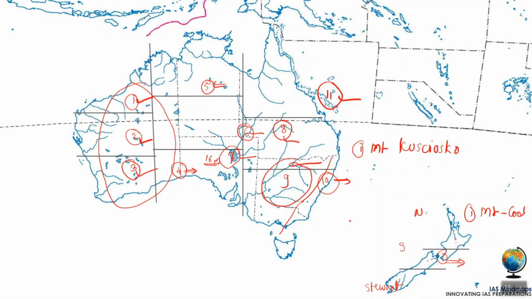These are the most important physical features we have discussed in today's session of physical mapping of Australia and New Zealand. In the next session we are going to discuss political features of Australia and New Zealand.